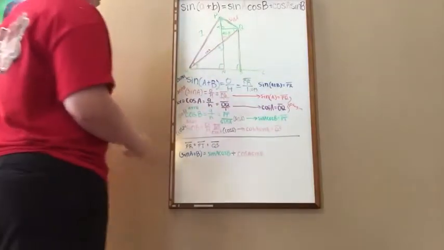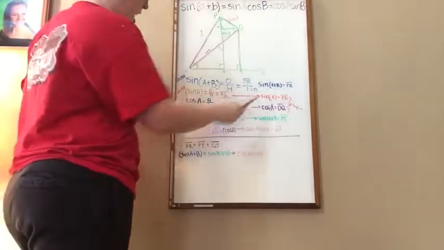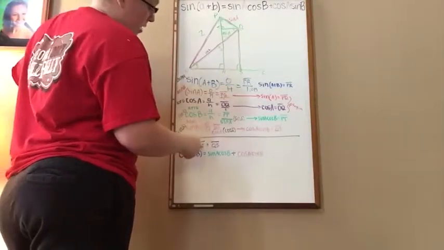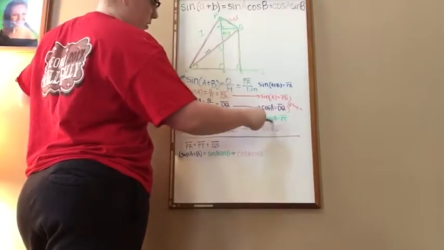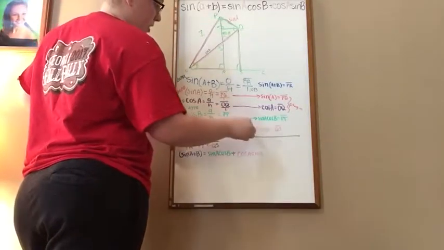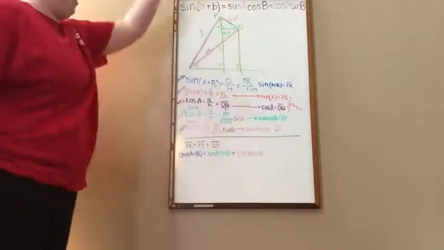To finally prove that all of this is equal to each other, sine(A + B) equals PR, so that can be plugged in there, equals PT, which equals sine A cosine B, and then plus QS, which is cosine A sine B, and so therefore it all works out.